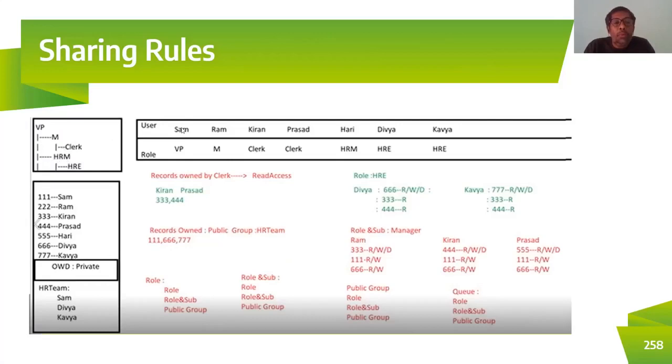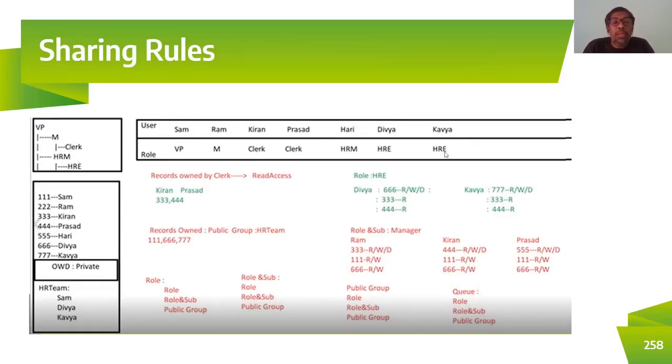Now see the users here. User Sam, his role is VP. User Ram, his role is manager. User Kiran is called clerk, and user Prasad is a clerk here. User Hari is HR manager. User Divya is HR executive, and user Kavya is also HR executive.